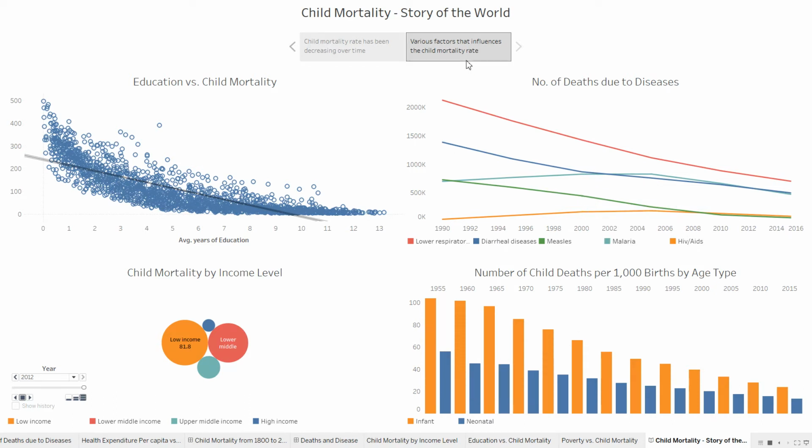So, I guess we have covered almost most of the factors which are affecting the child mortality, and how they have affected the overall reduction in child mortality.